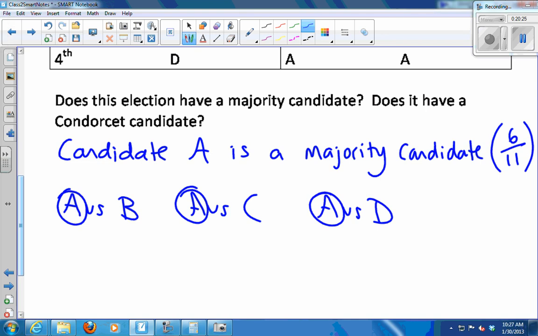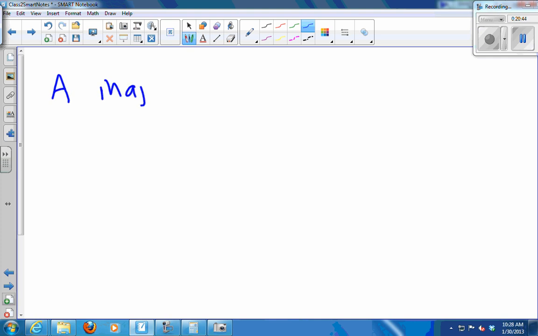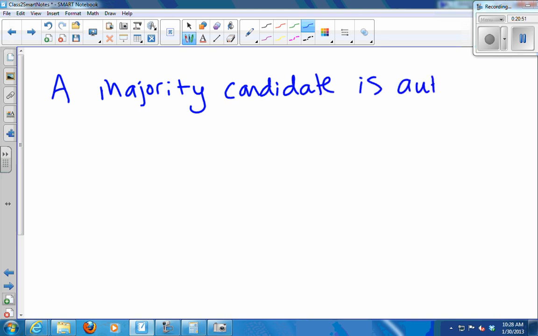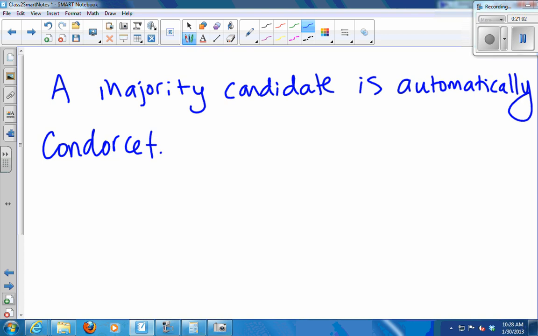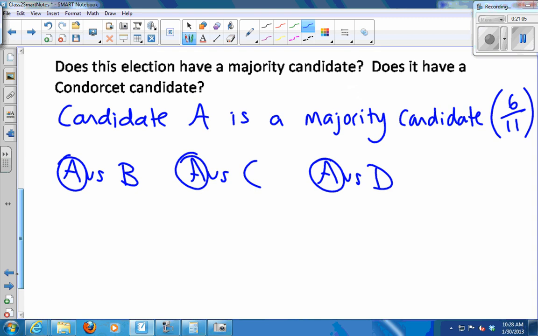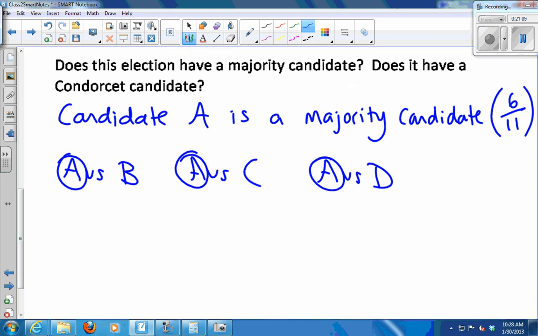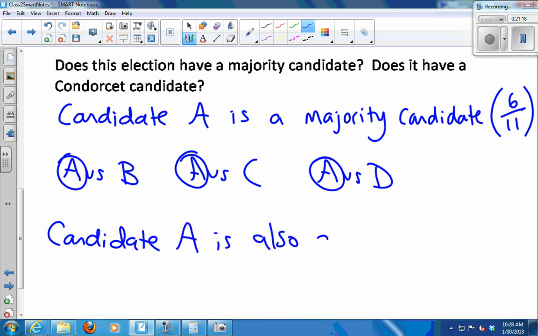So a majority candidate, this is a good conclusion, a majority candidate is automatically a Condorcet candidate. So you can be Condorcet without being majority, but you can't be majority without being Condorcet. Okay, so I'm going to write it down. So a majority candidate, this is a conclusion we're drawing. We already answered that question, right? Yes, A is a majority candidate and a Condorcet candidate. I should write that. So candidate A is also a Condorcet candidate.